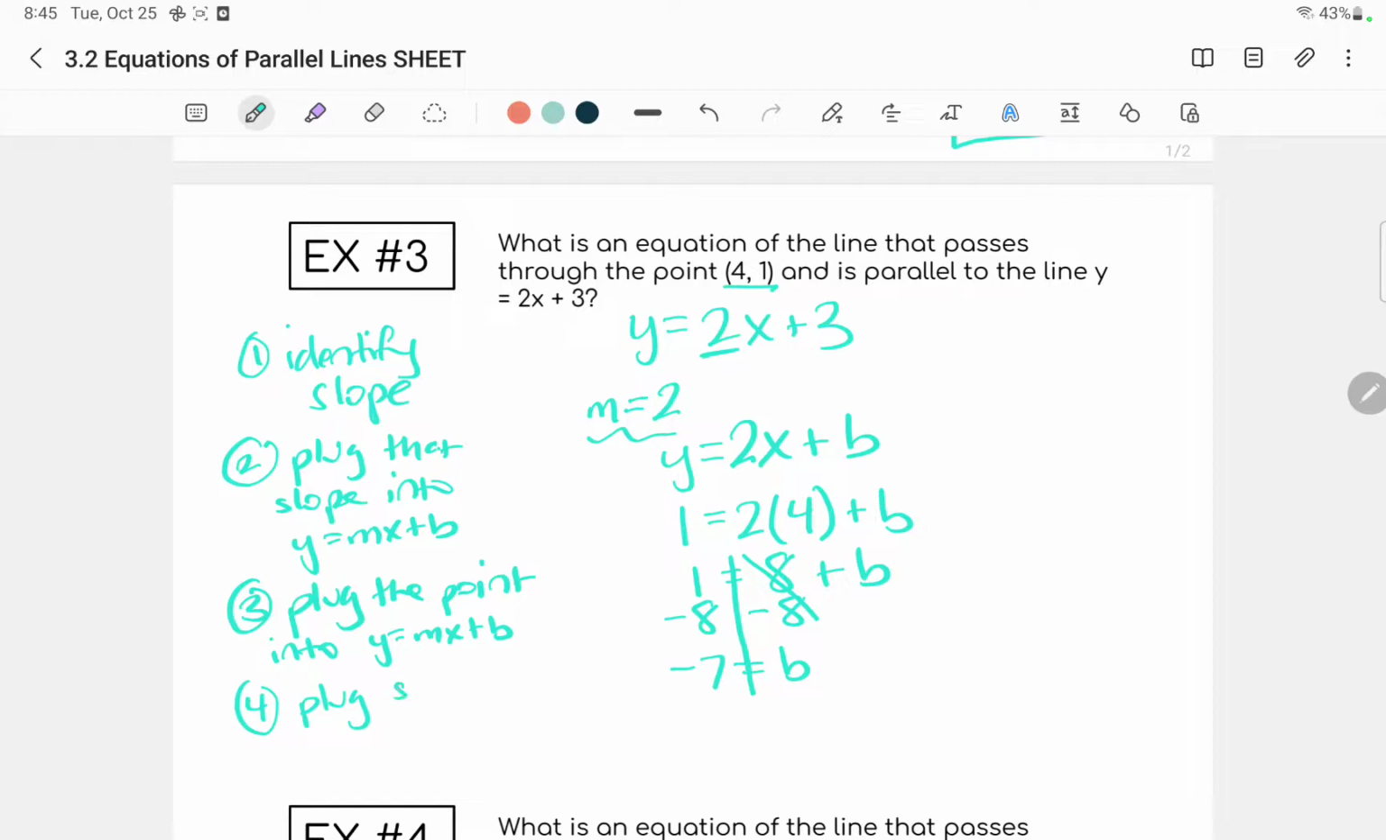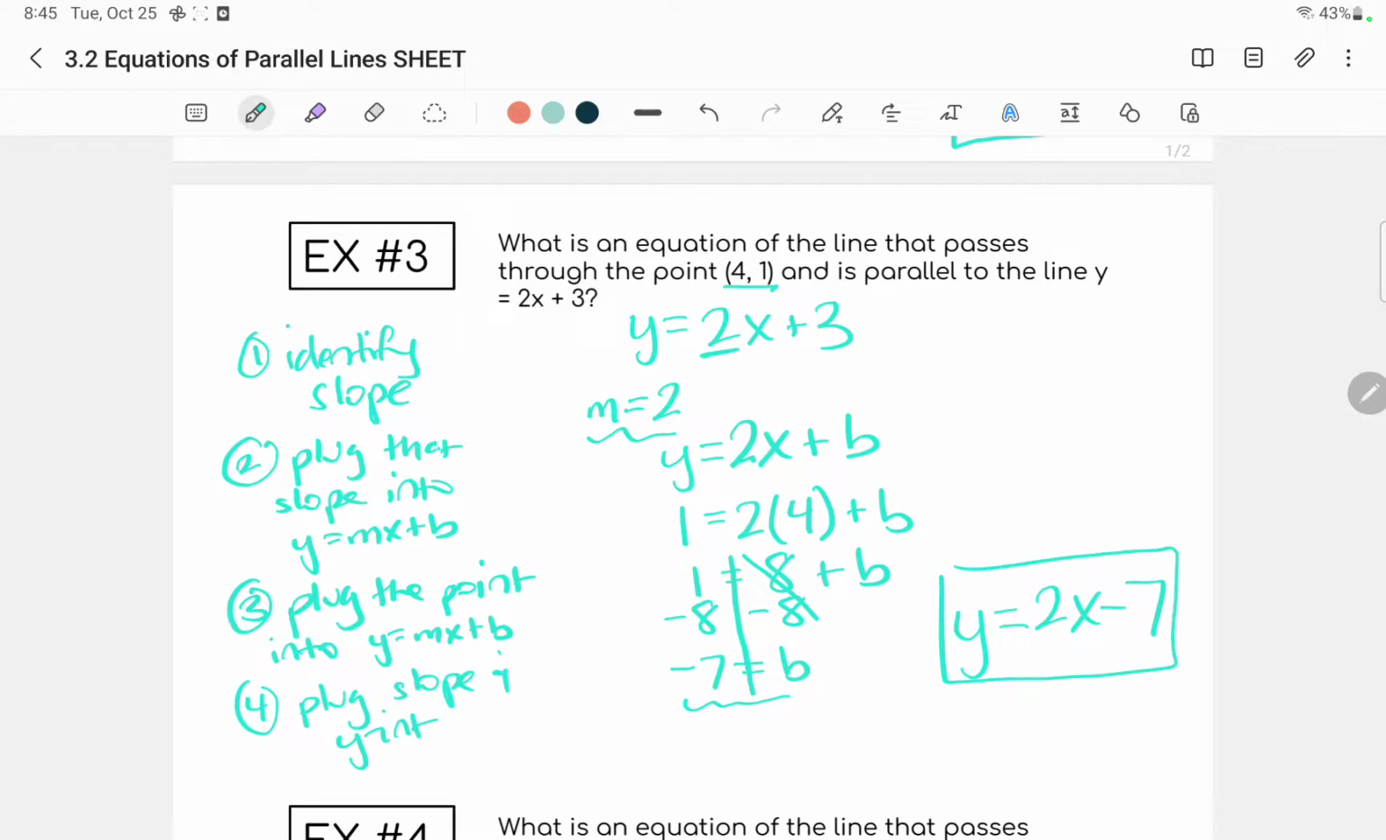So plug slope and y-intercept in. I just don't have to use the 4 and the 1 anymore, right? So now I know that m is 2. I know that b is negative 7. So my final equation of the line that passes through this point and is parallel is y equals 2x minus 7.